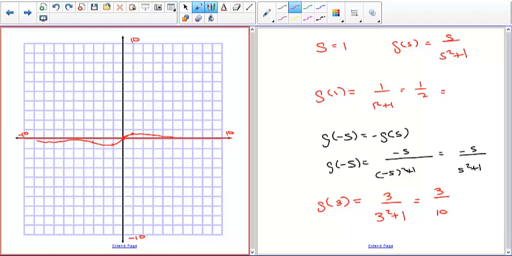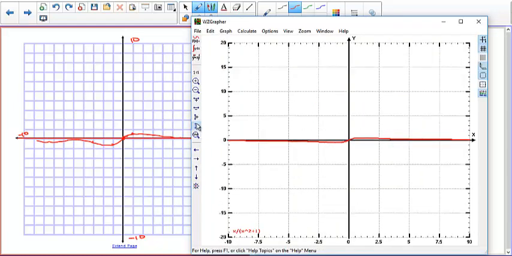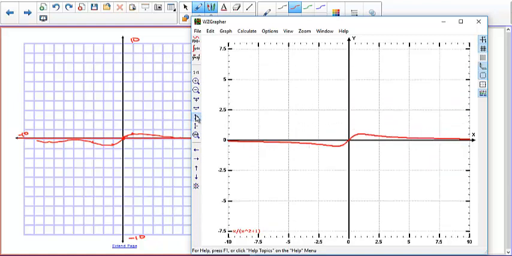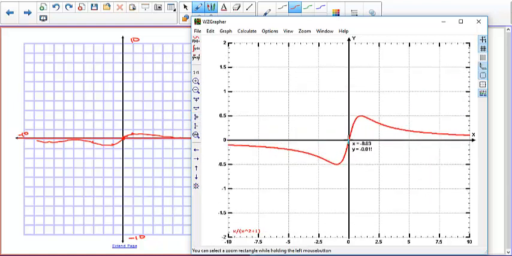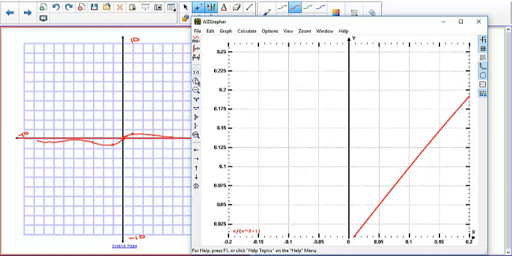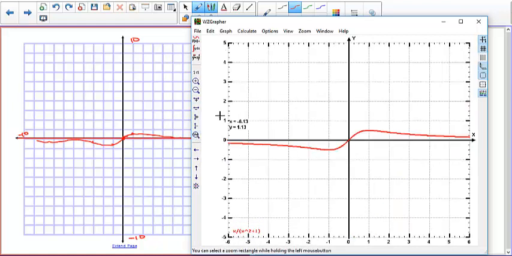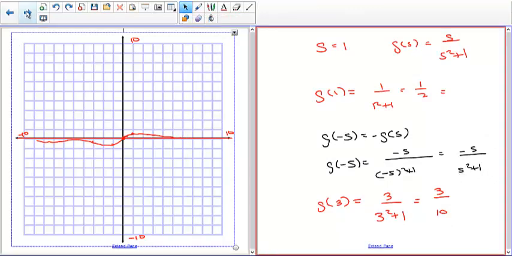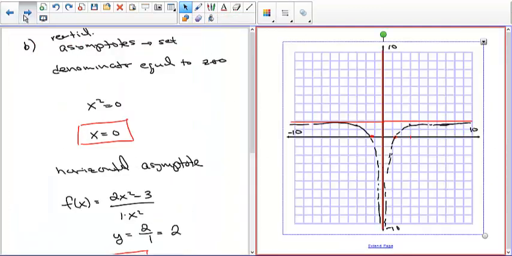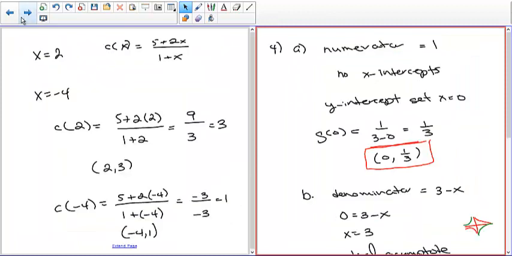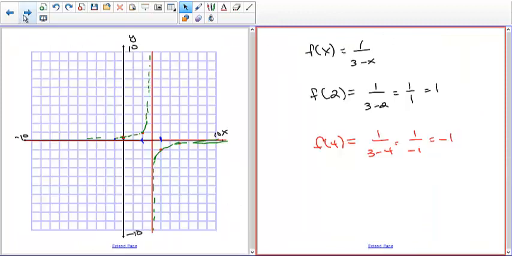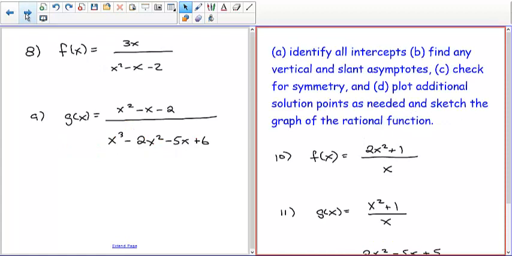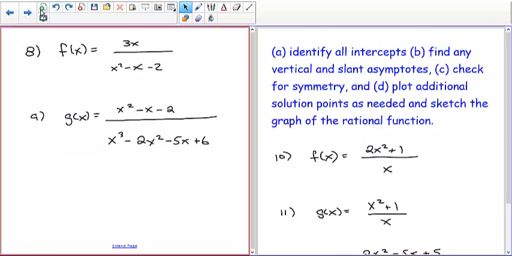So there you go. That's what it looks like. And if you wanted to zoom in the y direction, you'd see it increases rapidly near the origin, but then it dampens out. Okay, so those are those problems. Moving on to the next group. All these had at most one vertical asymptote. Here's some more. These have more than one vertical asymptote.